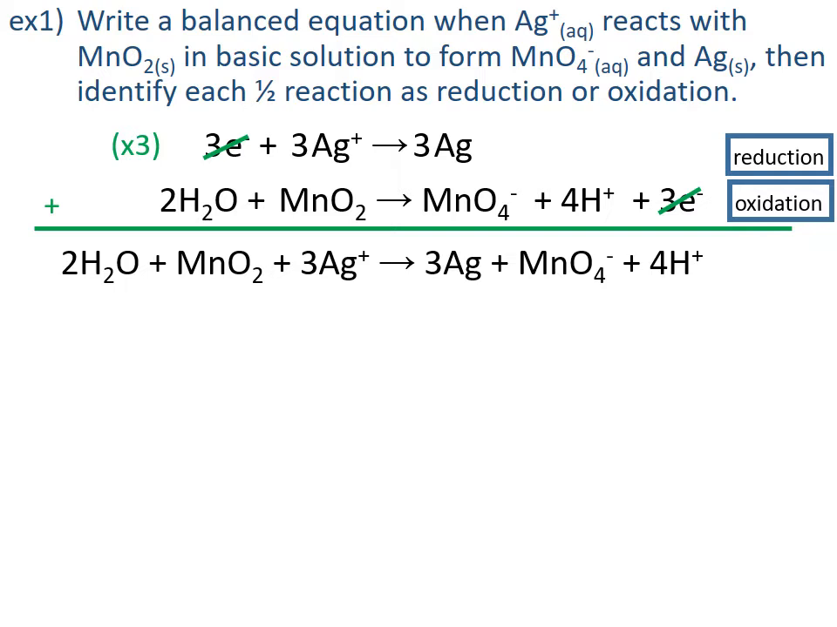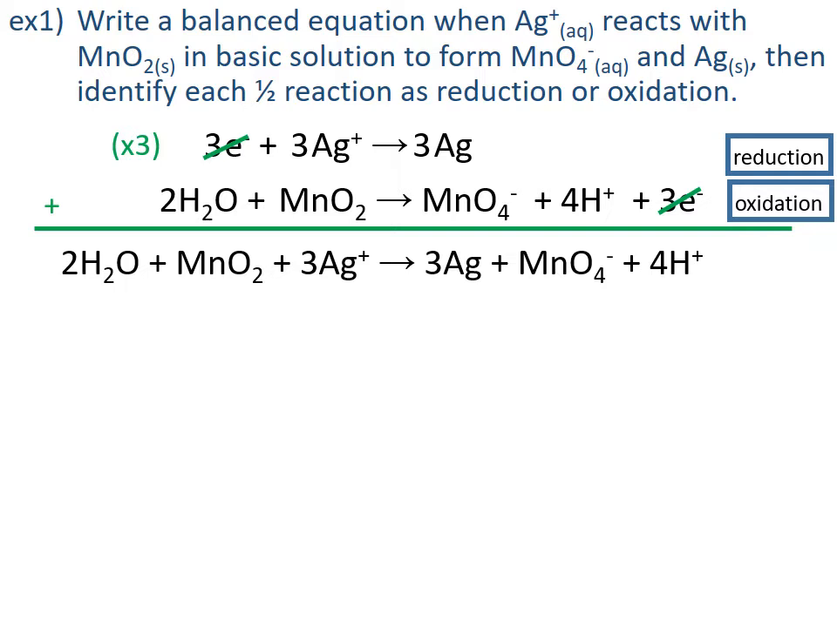Now to convert to basic solution. Basic means, well, I can't have H+ because H+ is acidic. So to get rid of the acids, I have to add OH-. The equation is balanced, so whatever I do to one side, I'll have to do to the other.